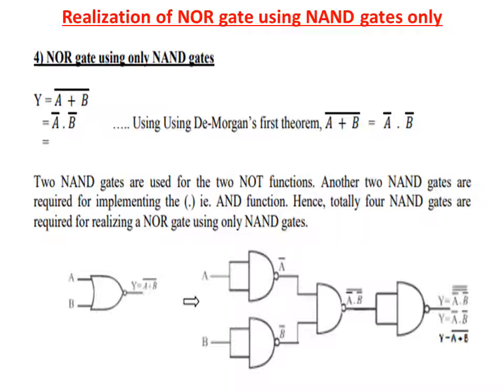Realization of NOR gate using NAND gates only. The NOR gate output is Y is equal to A plus B the whole bar. We are applying De Morgan's theorem, so we are getting A complement dot B complement. So two NAND gates are used for the two NOT functions, and another two NAND gates are required for implementing the dot function. Hence totally 4 NAND gates are required.